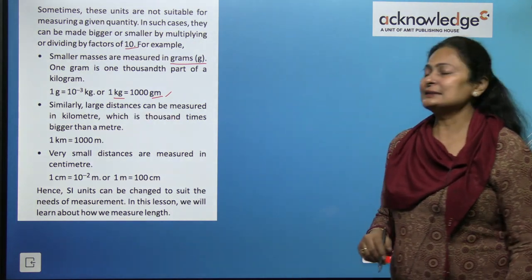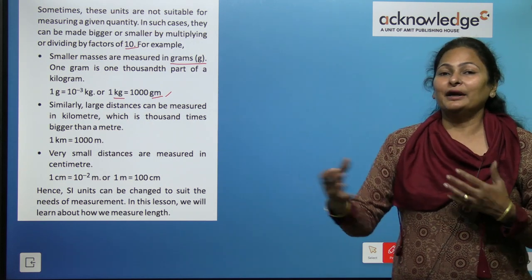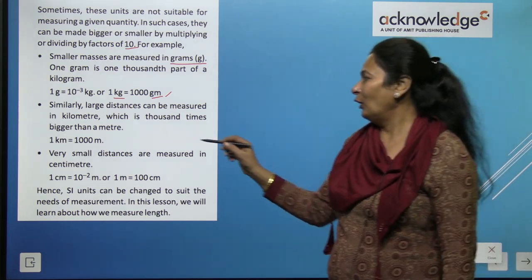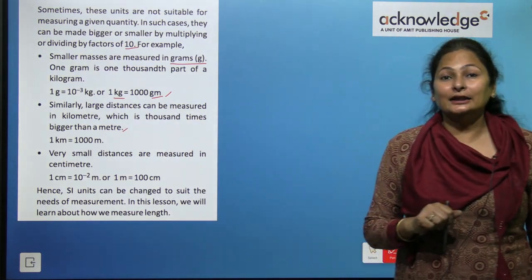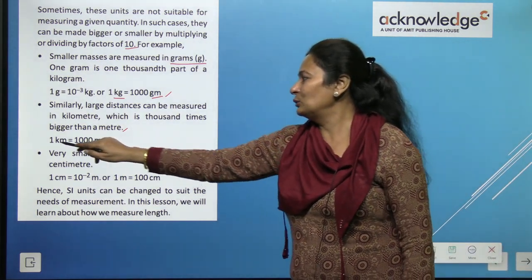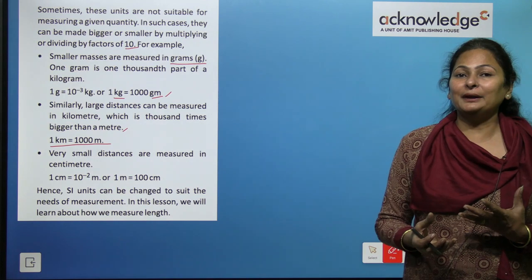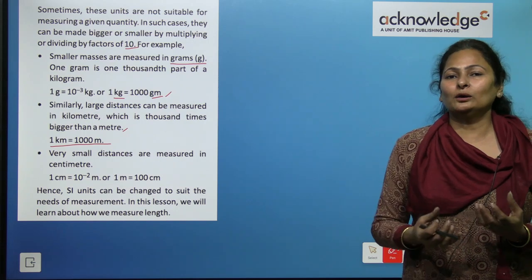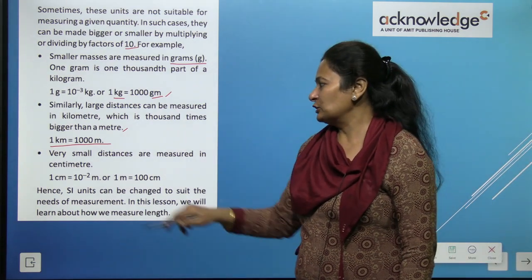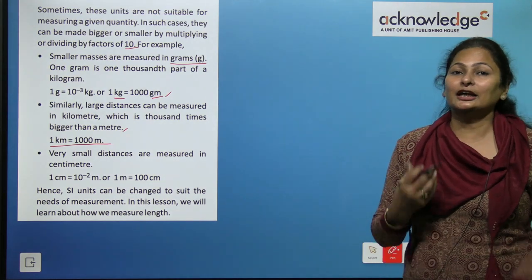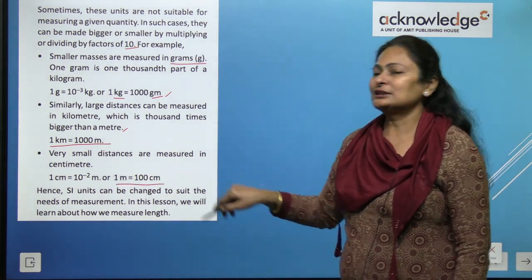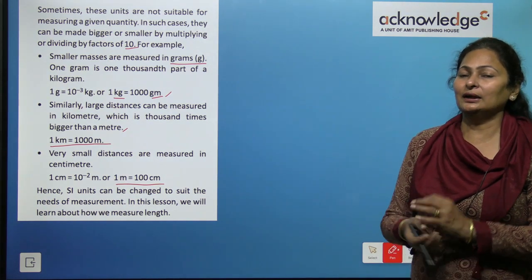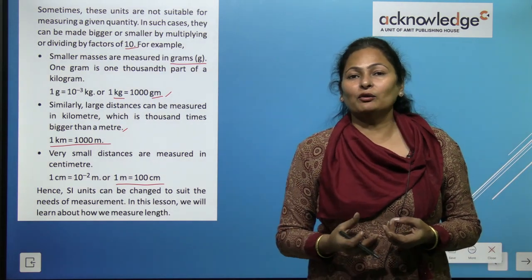Similarly, large distances can be measured. We are measuring the distance now. How do we calculate it? We calculate it in the form of meters and kilometers. So 1 kilometer is equal to 1000 meters, as 1 kg is equal to 1000 grams. Very small distances are measured in centimeters. So 1 meter is equal to 100 centimeters. Have you understood how we are measuring the length, how we are measuring the weight?